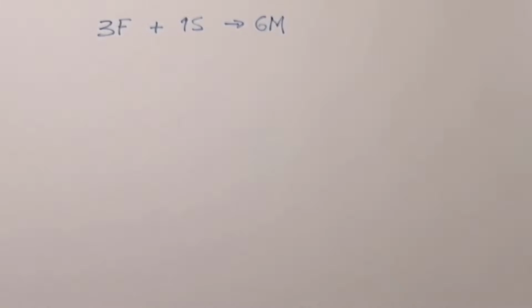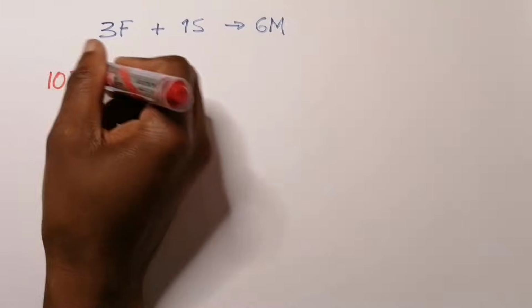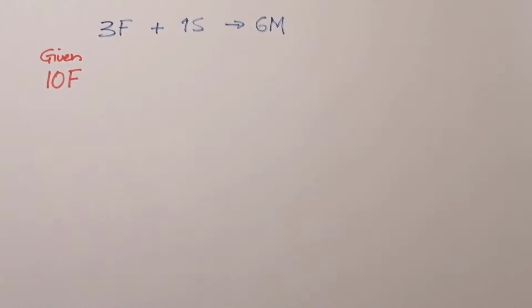Now, ladies and gents, I want us to do something. Let me show you how to apply this thing called the limiting reagent. Just please stay with me. Suppose I say to you, we are given 10 cups of flour. This is given to us, and they want us to bake muffins.